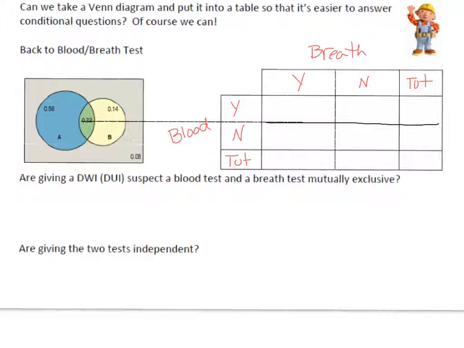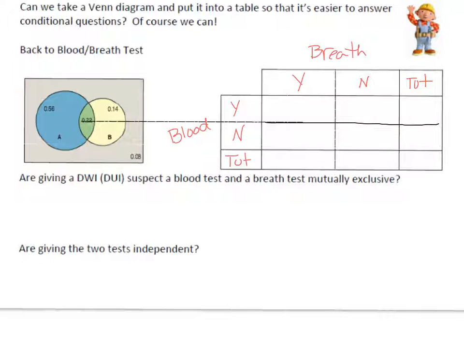But what I want to do is take the values from the Venn diagram and put them into this table, which is a two-way table that we saw earlier in the year, where we have breath as our variable and blood as our variable. Those are the two tests that we have. And the Y and N will simply stand for yes and no. Did you get that particular test or did you not? And then we'll have a total column.